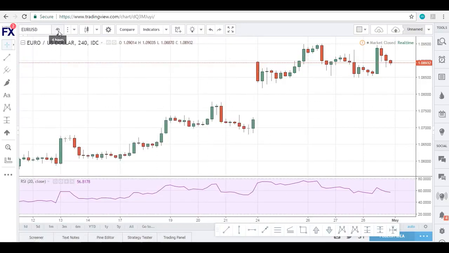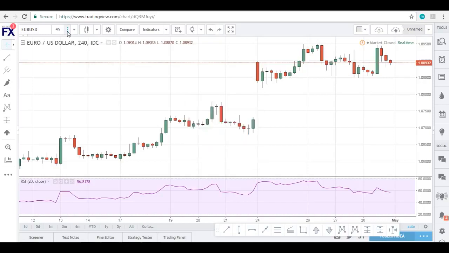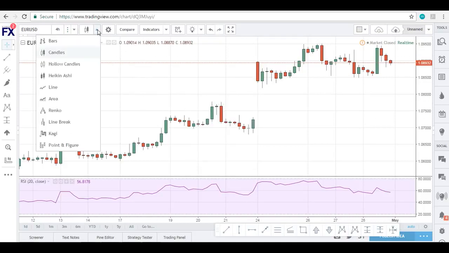And if you look to the right, we have the different time frames from monthly all the way down to a minute. You can even just click it and change it here. Let's say I want to change it to 30 minutes. To the right of that, you have the different ways you can look at a chart.